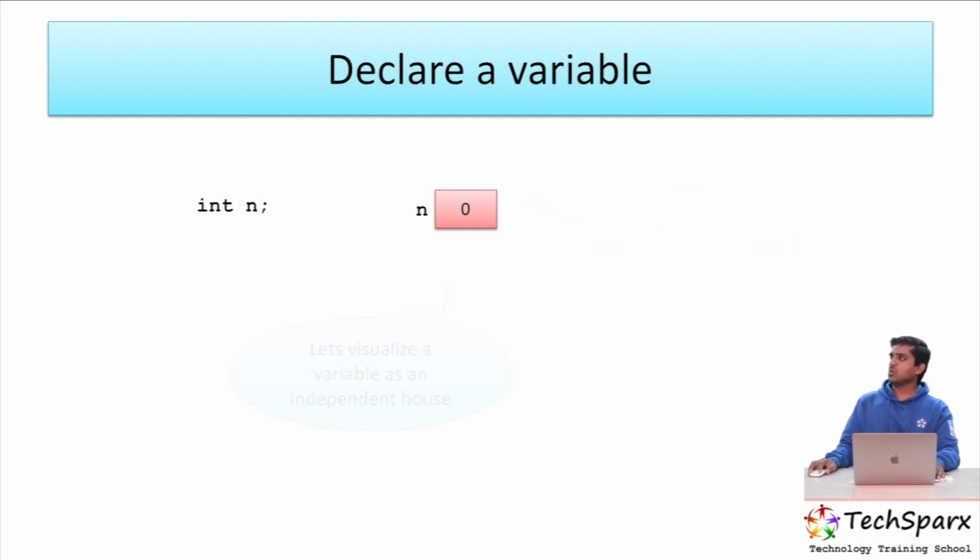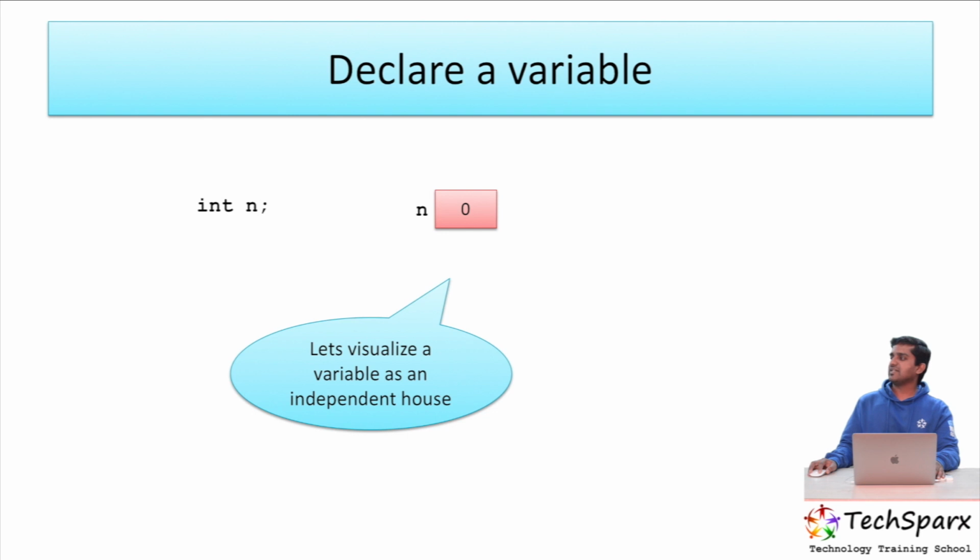Now let's try to visualize a variable as an independent house. So a variable as an independent house, so it can be visualized like this. I'll tell you why you have to visualize it as an independent house. When you get to know arrays, it will be easy for you to learn the programs. So a variable is a named memory location in which data can be stored. How do you declare a variable? Data type and then the variable with a semicolon.